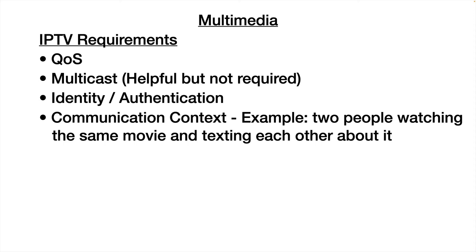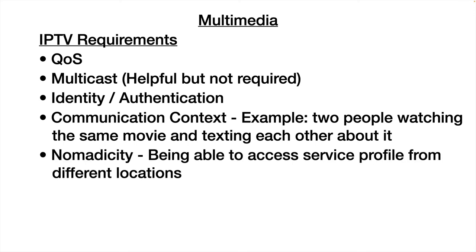You have something called a communications context, and that's basically what's going on. The example the book uses is that two people are watching the same movie, and while they're watching, they text back and forth about what's happening or their thoughts on the movie. Not exactly sure how to pronounce this word, but since it deals with being a nomad, I'll go with nomadicity. That's probably butchering it, but basically this means you may be moving from location to location. You might be in a hotel, at home, in the office, or at a friend's office, and you would need to be able to access your television service from multiple locations.